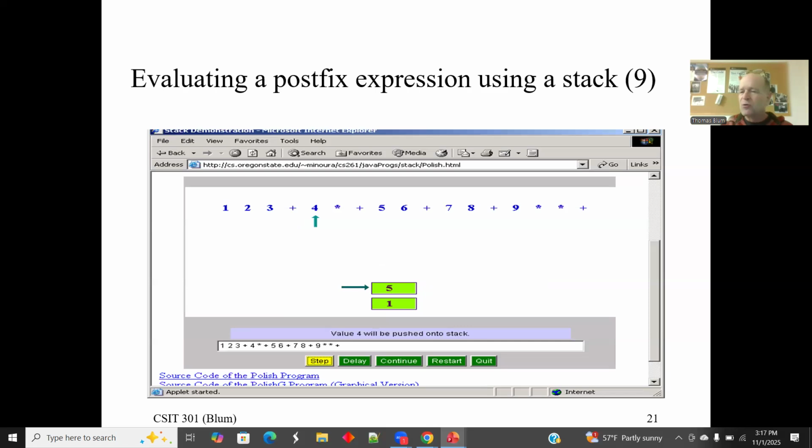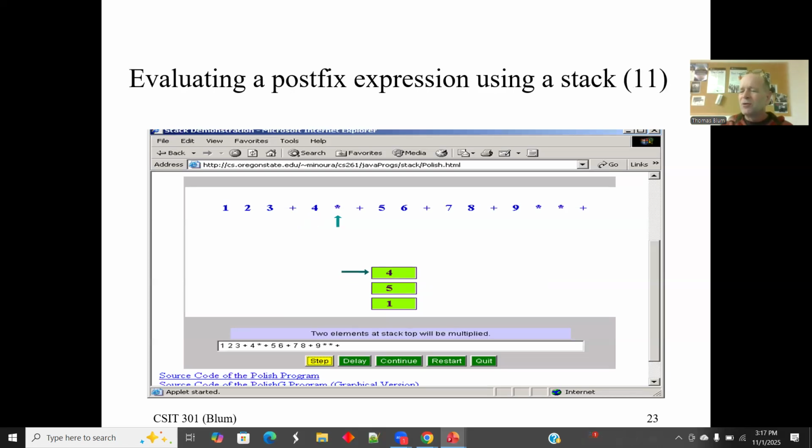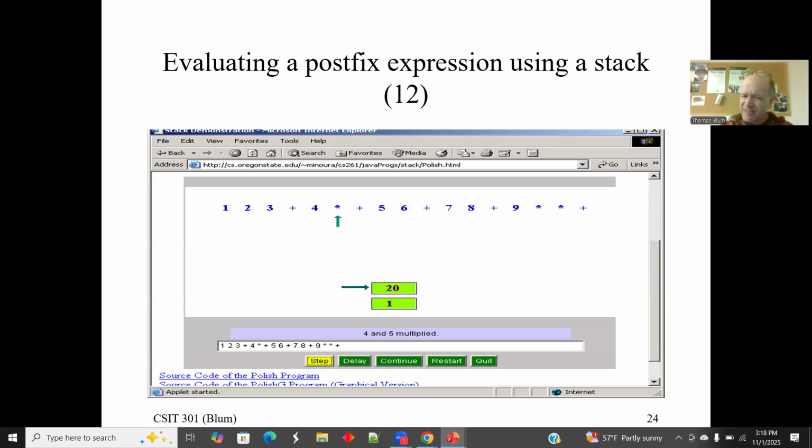Okay, the next thing we encounter is 4. It's data, an operand. We push it onto the stack. We encounter the multiplication. Pop off the 4 and the 5, perform the multiplication, get 20, and push the 20 onto the stack.